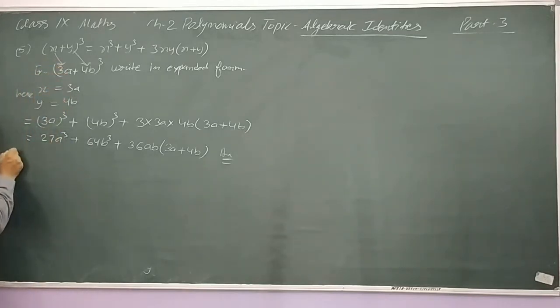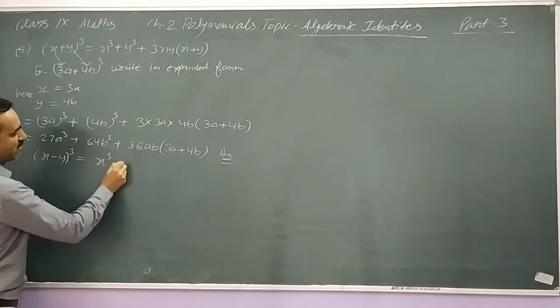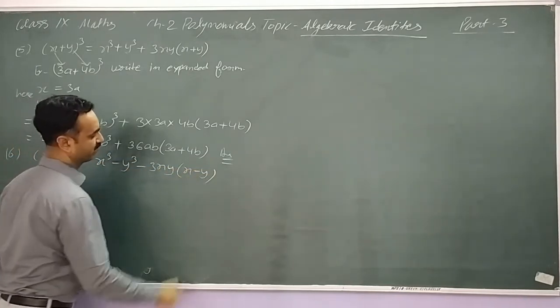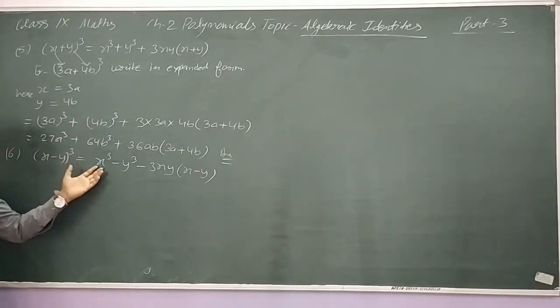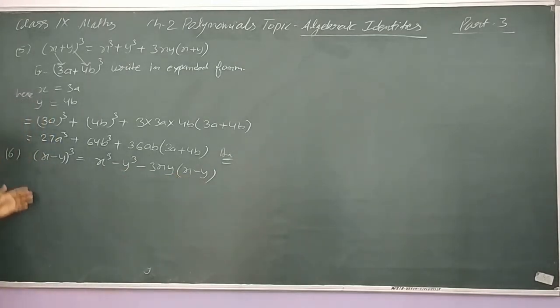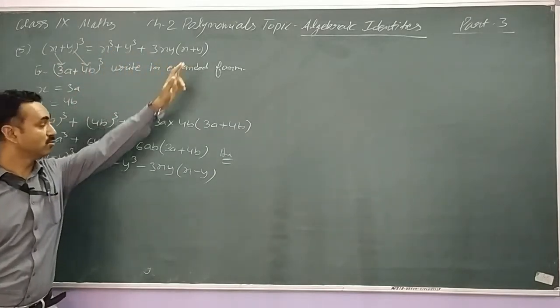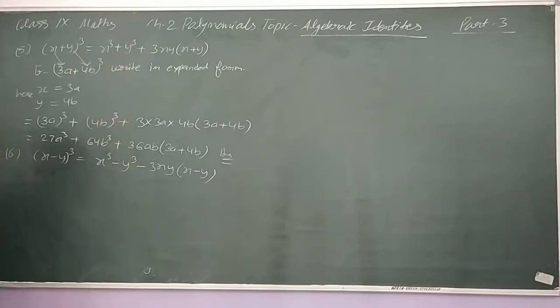Now we will take the sixth identity, which is (x − y)³ is equal to x³ − y³ − 3xy(x − y). So here you can see (x − y)³ is equal to x³ − y³ − 3xy bracket (x − y). If you want to learn it very easily, change the plus sign to minus sign, and the rest of the identity is the same. So we learn it very easily. Now we will take a question to understand this identity.